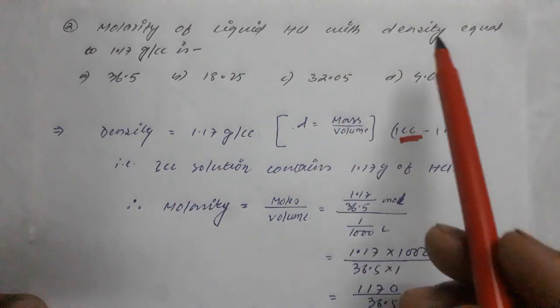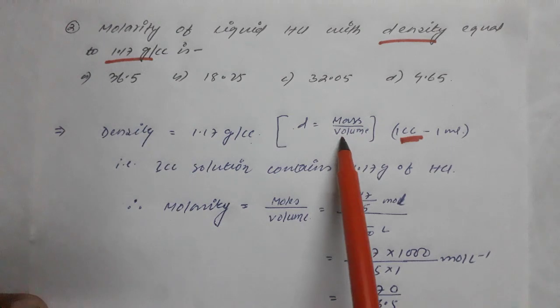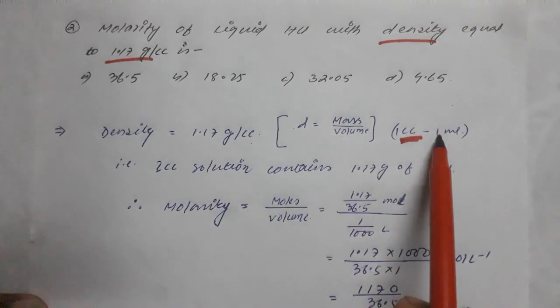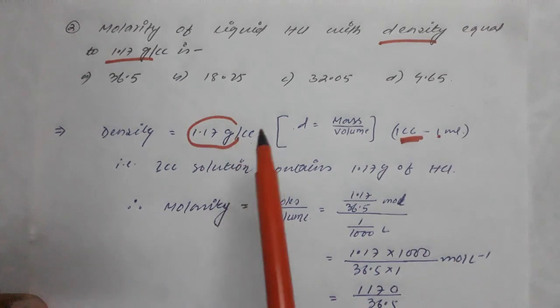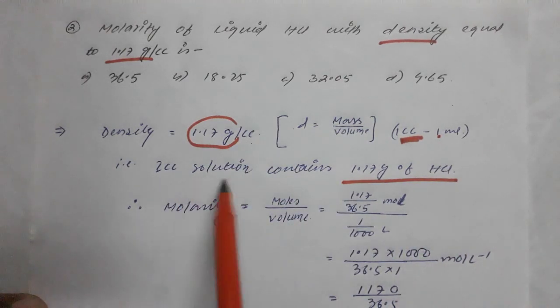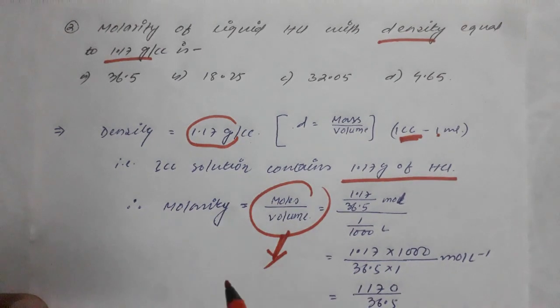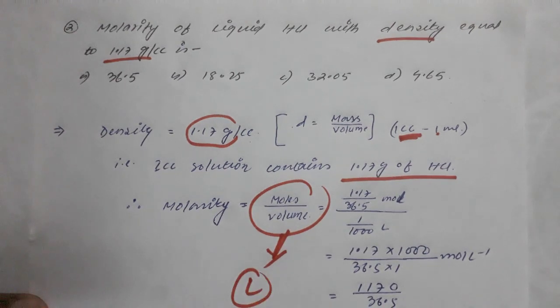Now look, the density is given, right? So density equals mass per volume, meaning in 1 ml the mass is this, isn't it? So 1 cc of solution contains this many grams of HCl, in 1 ml this much gram. So molarity equals moles per volume, and that volume should be converted into liter unit, right?